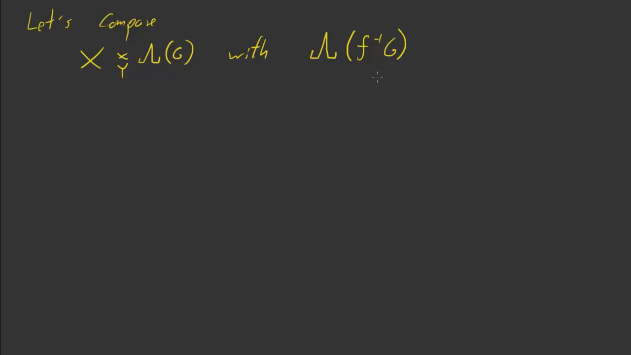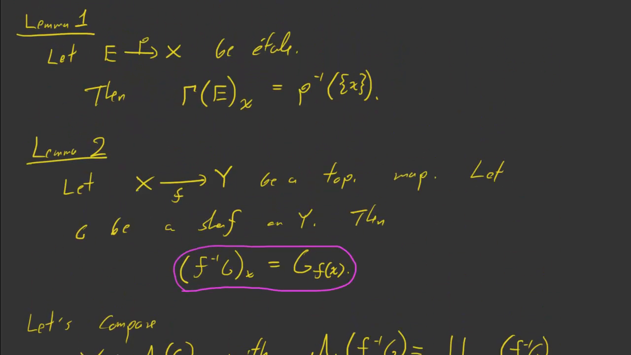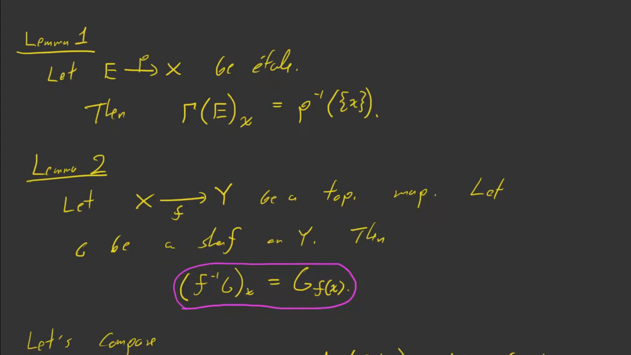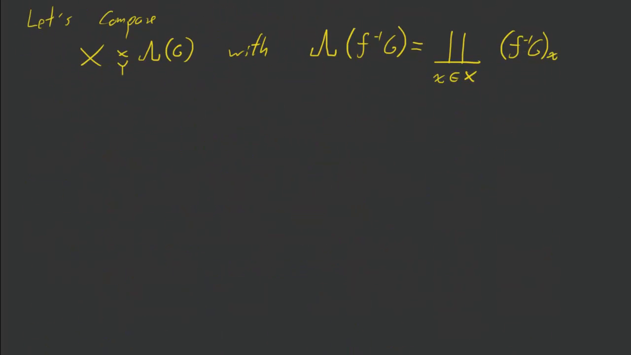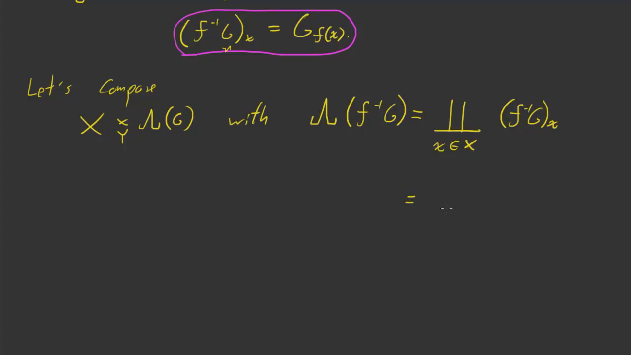Well, let's translate what this guy is. By definition, at least on the level of sets, we take all x inside of X, and then we take the stalk f inverse of g at x. So let's figure out what this space is, and then we'll see how it's homeomorphic to the other space. On the level of sets, we have this equality. Now let's use our second lemma, then we'll use the first one. Maybe I'll scroll up so we can see both. So this means that this is equal to this.